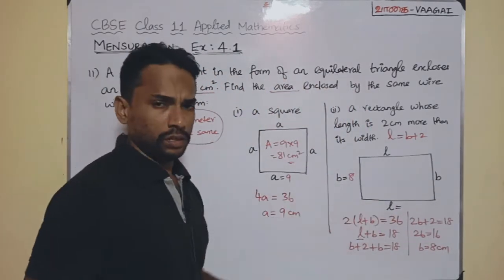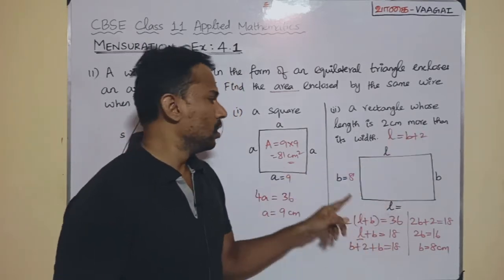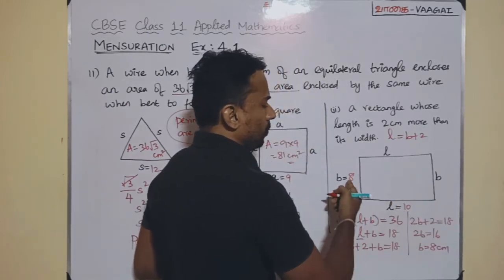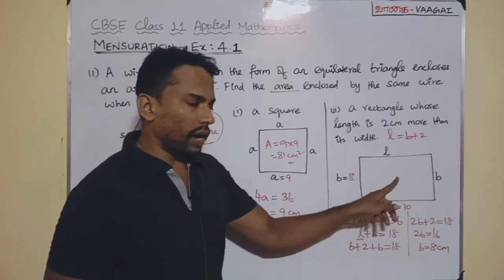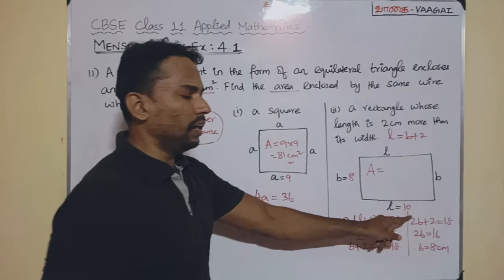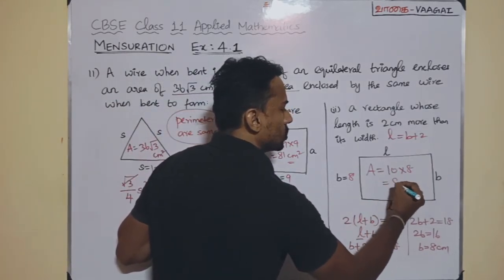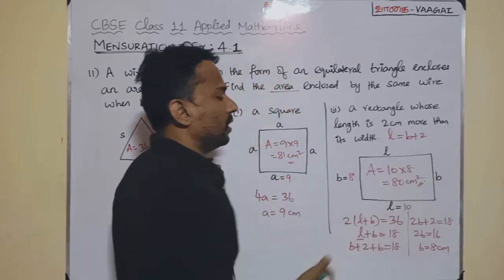And what about the length? So if breadth is 8 means length is equal to B plus 2. That's it. So 8 plus 2 will be 10. So breadth is going to be 8 centimeter, length is going to be 10 centimeter. That's it, very simple. Now again I need to find the area of this rectangle, right? So area of the rectangle is going to be length into breadth. So it will give you 10 into 8, which will be 80. So 80 along with the unit centimeter square. So this is going to be the area of the rectangle.